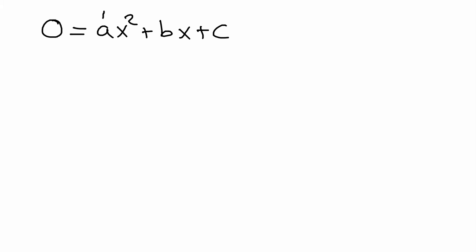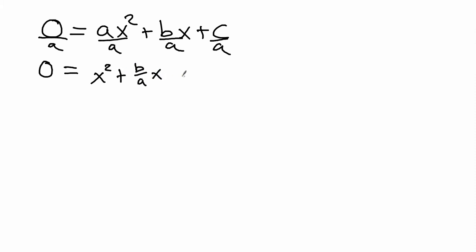If we were going to complete the square on this equation, the first step would be to divide everything by a. So 0 divided by a, we still get 0. Ax squared, divided by a, divided by a, divided by a. And this cancels out and we're left with x squared plus b over a times x plus c over a. So we've simplified the equation because x squared now doesn't have a coefficient.